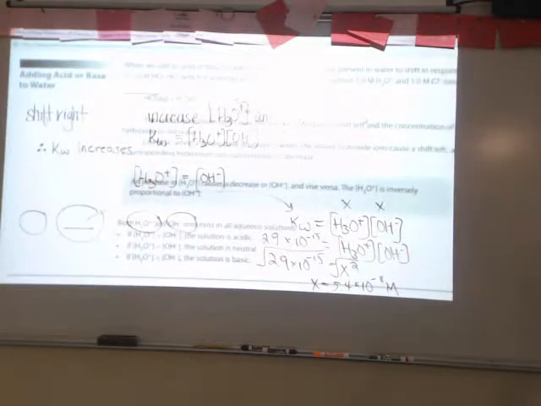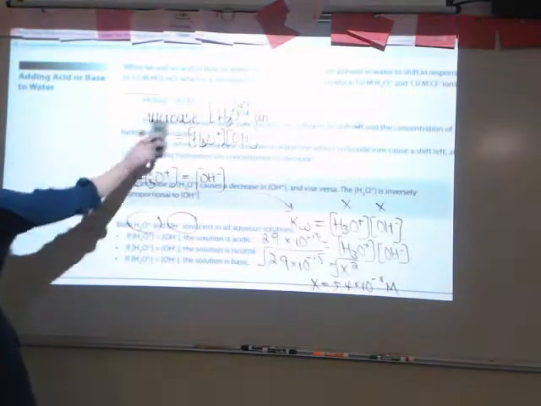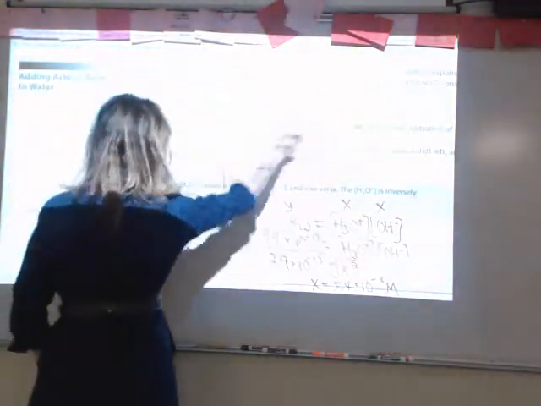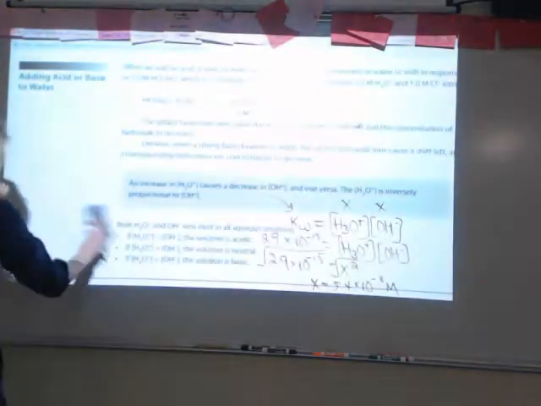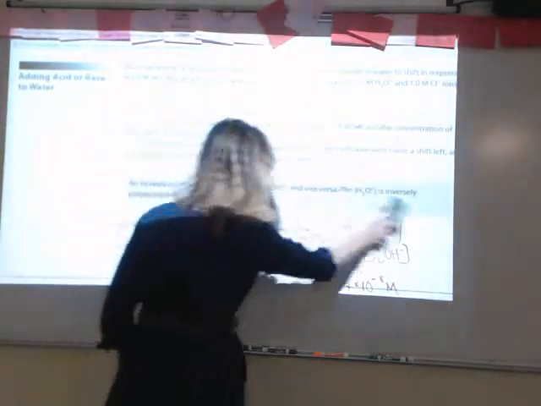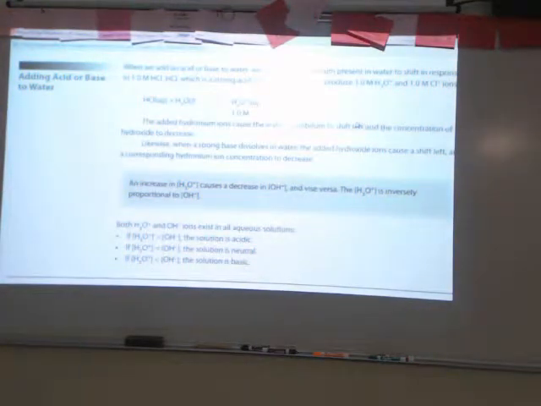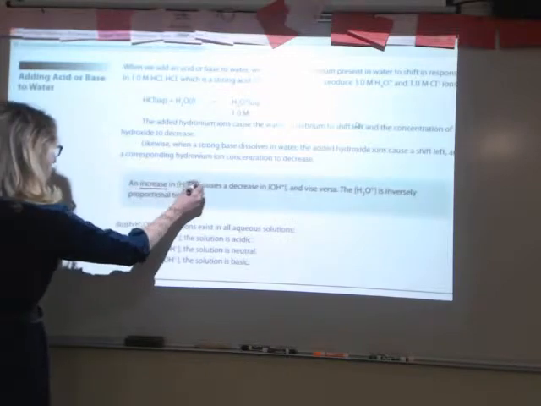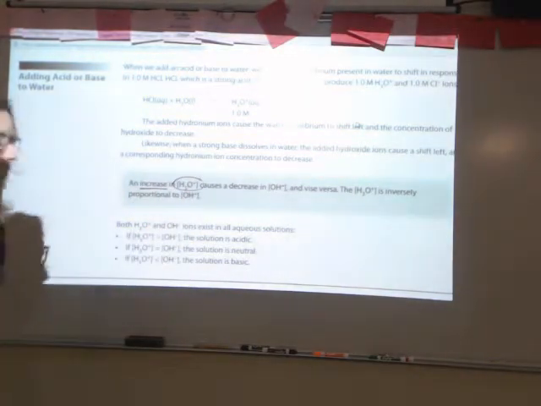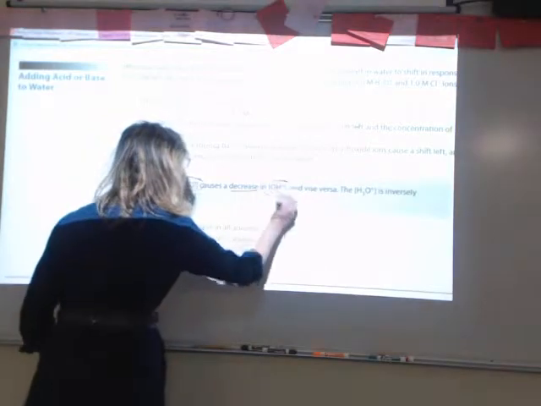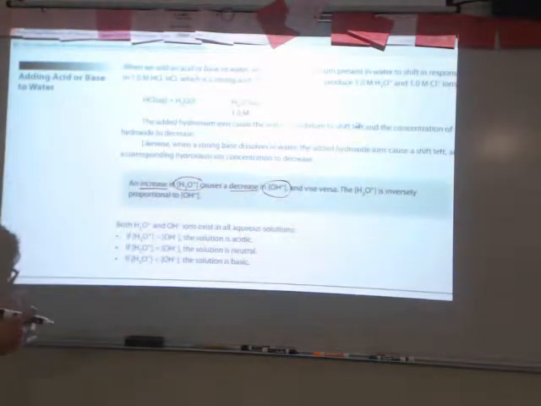Now, adding acid or base to water. You know that water is neutral, has a pH of 7, but if I add an acid to it, won't I produce hydronium ions? So if I produce hydronium ions, my hydroxide ion concentration comes down. And then if I add a base, I produce hydroxide ions, and my hydronium ion concentration goes down. So if we increase the hydronium ion concentration, it causes a decrease in hydroxide ions and vice versa.